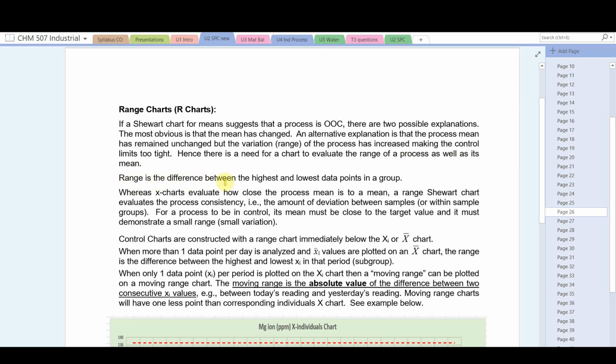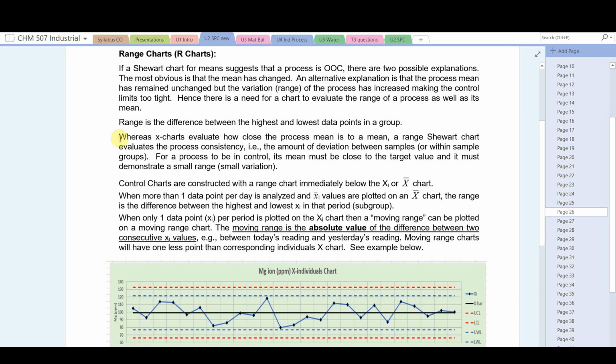The range is the difference between the highest and lowest data points in a group. If it's an individual's chart, it's the difference between 2 consecutive days. If there's multiple points in the same day, then it's the highest minus the lowest within the subgroup that day. Whereas X bar charts evaluate how close the process values are to some mean, a range Shewhart chart evaluates the process consistency, the amount of deviation between samples or within a group. So for a process to be in control, its mean has to be close to some target value, and it must demonstrate a small range or variation.